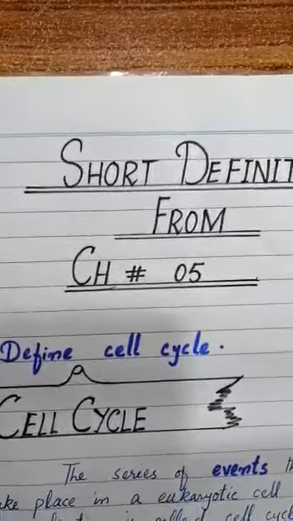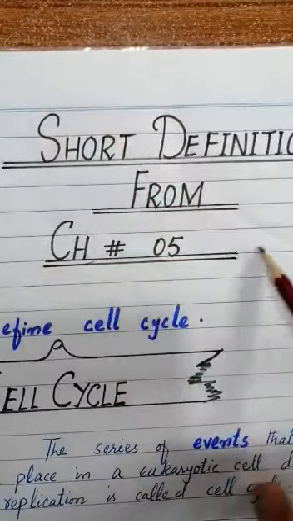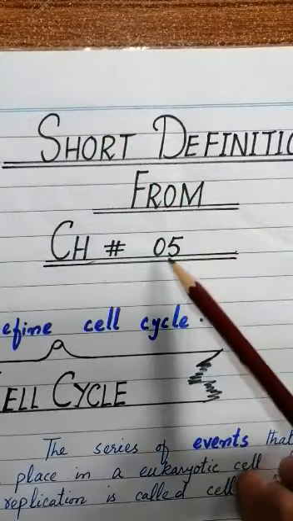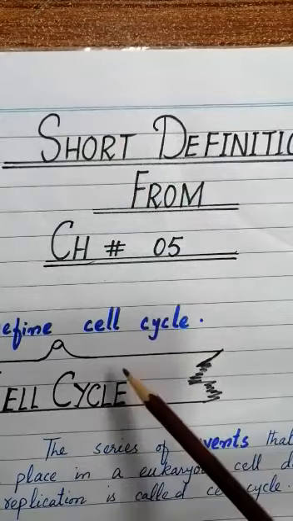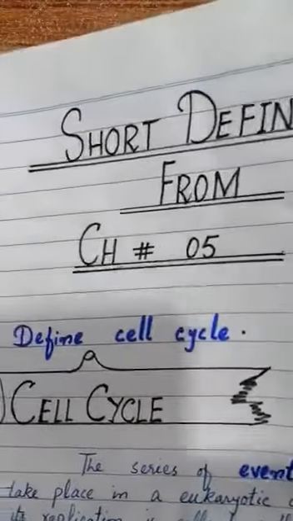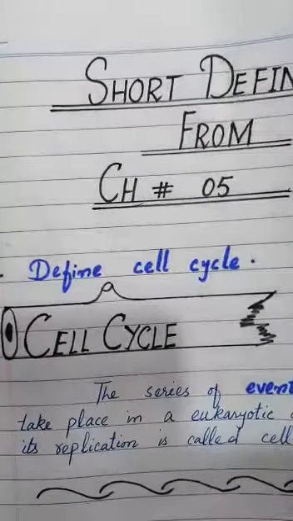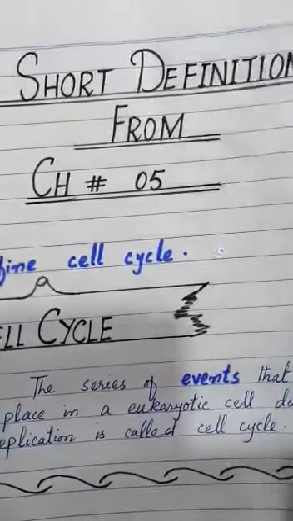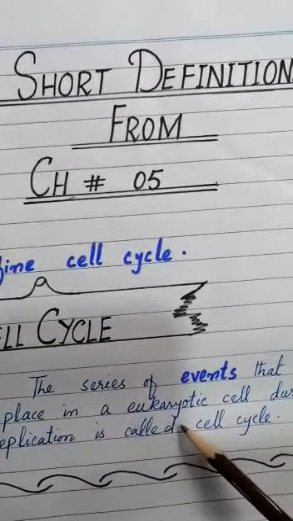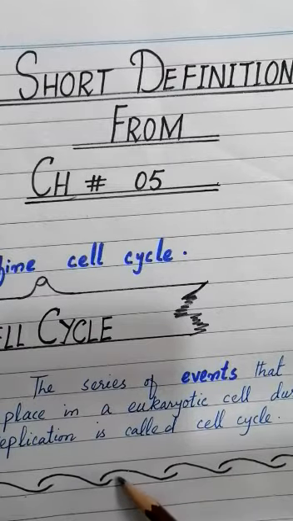You can see the short definitions from chapter 5. You can close this heading in a beautiful pattern as you usually do in your classes, in your neat notebooks. Then you are going to write question number 1, that is, define cell cycle, and give the major heading of cell cycle, and then write the definition from your book. You are going to draw the ending line, like this or a straight ending line, and then you are going to go for the next question.